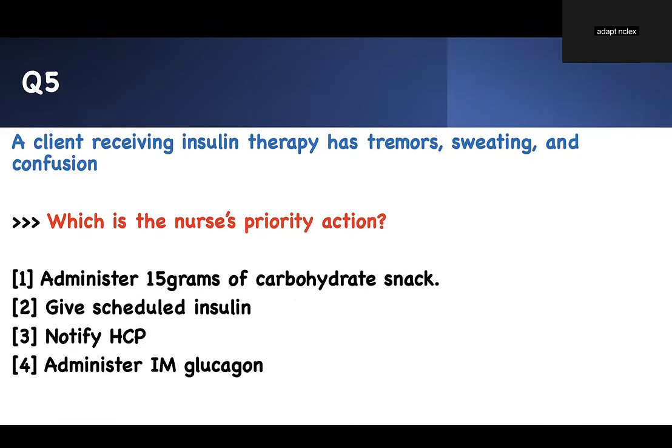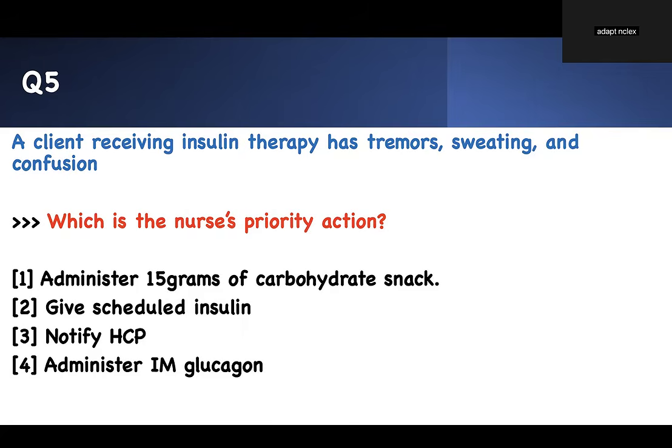The patient is hypoglycemic. Which one would you pick? A 15 gram carbohydrate snack, right? In answering questions regarding hypoglycemia, ask yourself two things. Is this patient conscious or unconscious? The patient has tremor, is sweaty, and confused. This means the patient's mental status is compromised. You should never put anything in their mouth. Therefore, number one is wrong.